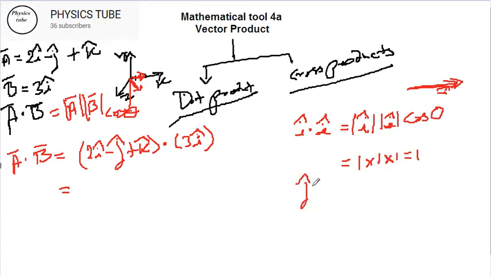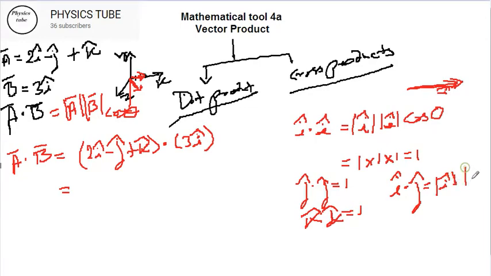Similarly, j dot j is also equal to 1 and k dot k is also equal to 1. But let's take the odd equation, i dot j. We can write this as magnitude of i, magnitude of j, and cos theta. Now what is theta between i and j? i is in this direction and j is in this direction, so they have 90 degrees in between. So i, j, k all have 90 degrees in between. So this is cos 90.